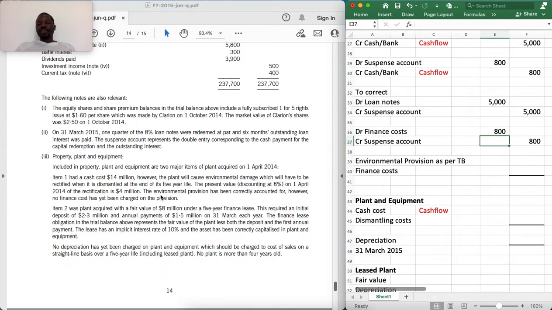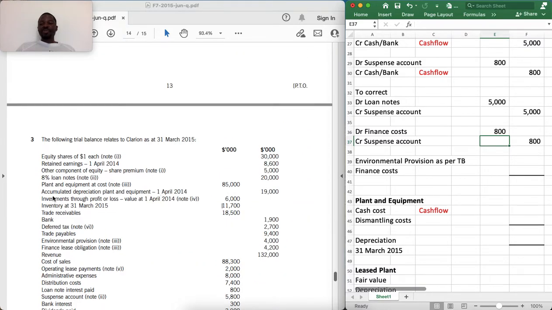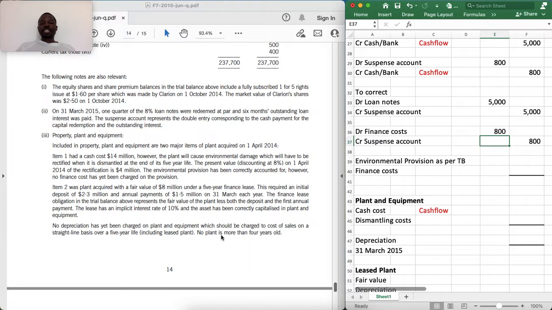Note number 3, we've got property, plant, and equipment. The property, plant, and equipment that we are talking about is this for 85,000. Included in property, plant, and equipment are 2 major items of plant acquired on 1 April 2014, that were acquired at the beginning of the year. It makes our lives easier as we are not going to be apportioning the depreciation.